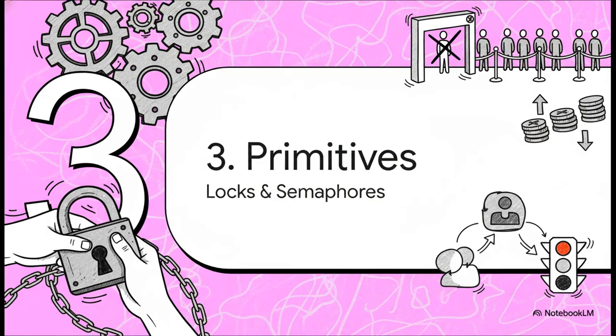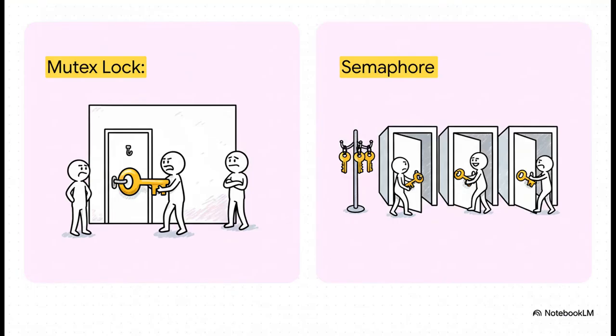Okay, so we've got our solid hardware foundation. Now we can climb up the ladder a bit to the tools you're probably going to use day to day, the ones provided by your operating system, locks and semaphores. Okay, another classic interview and exam question right here. What's the real difference between a mutex lock and a semaphore?